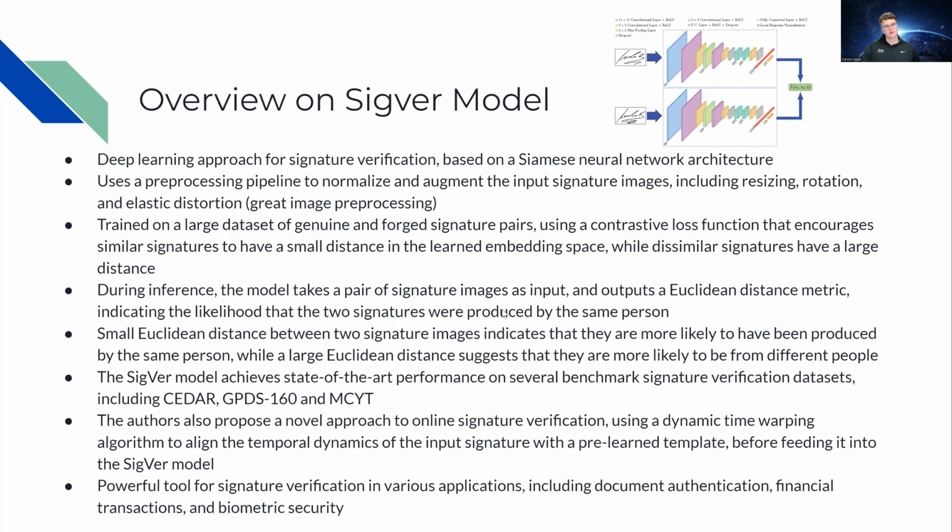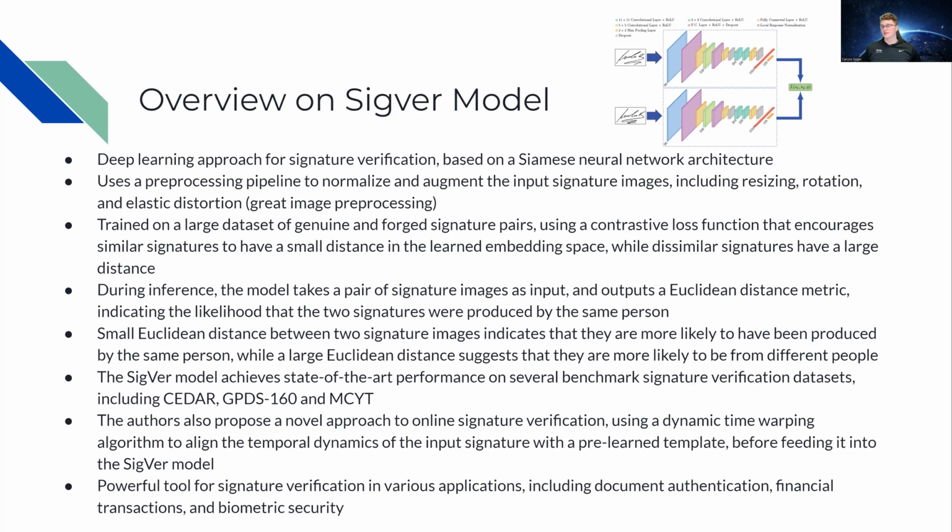So, an example of a Siamese neural network is the SigVer model that I used for this program and this project specifically. It's a deep learning approach for signature verification based on Siamese neural network architecture. It uses a pre-processing pipeline to normalize and augment the input signature images, including resizing, rotation, and elastic distortion.